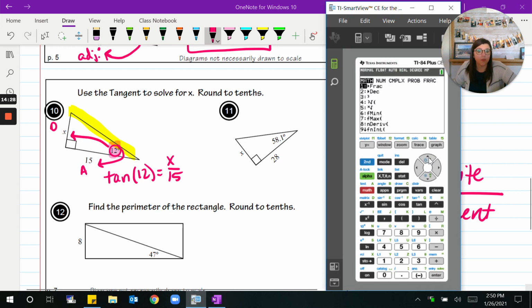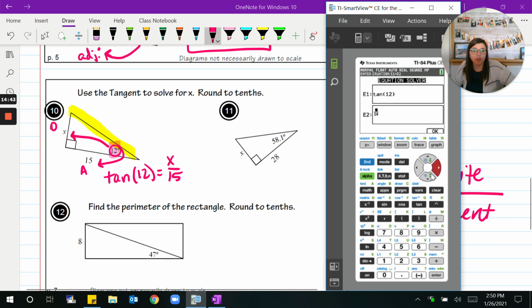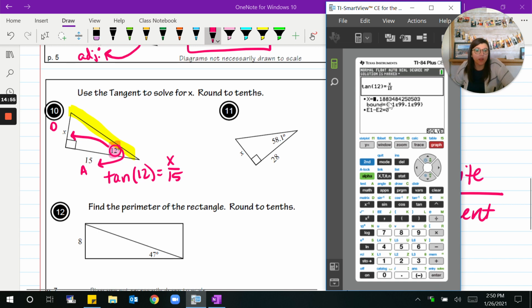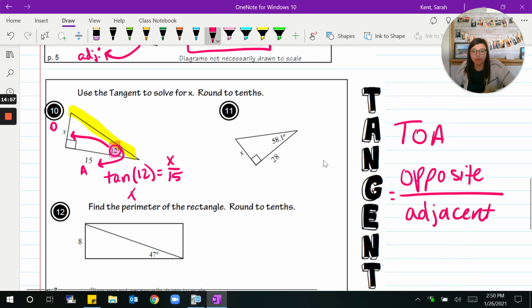So I will go math up, enter. Again, no more cosine. Now I want tangent, so it's that third in line, of 12, close parenthesis, and then here I've got x over 15. So we press enter, alpha graph. Here I get 3.18.